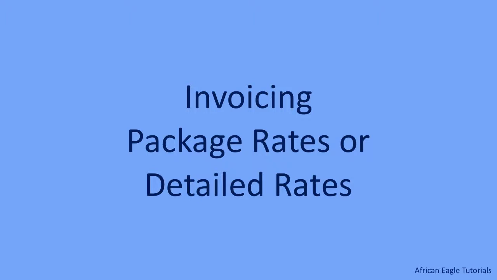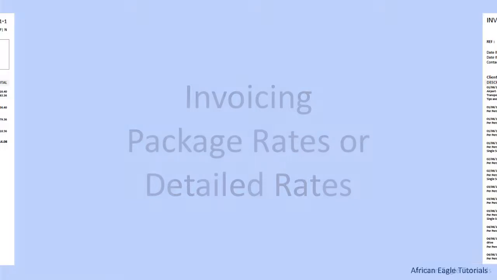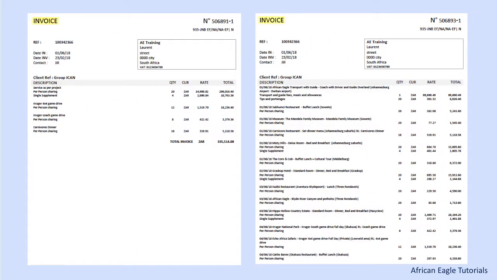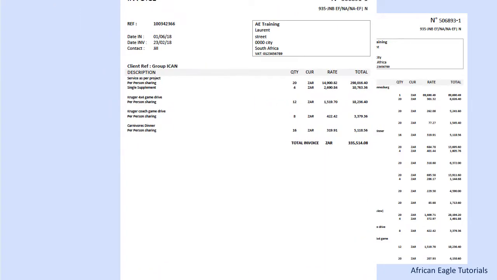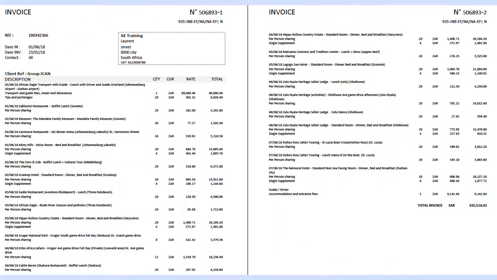Hello! In this video, I'm going to show you how to use the Invoice Package Rate function. As the name suggests, the function determines which rates are displayed on the invoice. Rates can be displayed for the package as a whole or broken down for individual services. Where possible, it is preferable to use package rates. Less information is easier to manage, meaning less chance of confusion and mistakes, especially for guided tours.